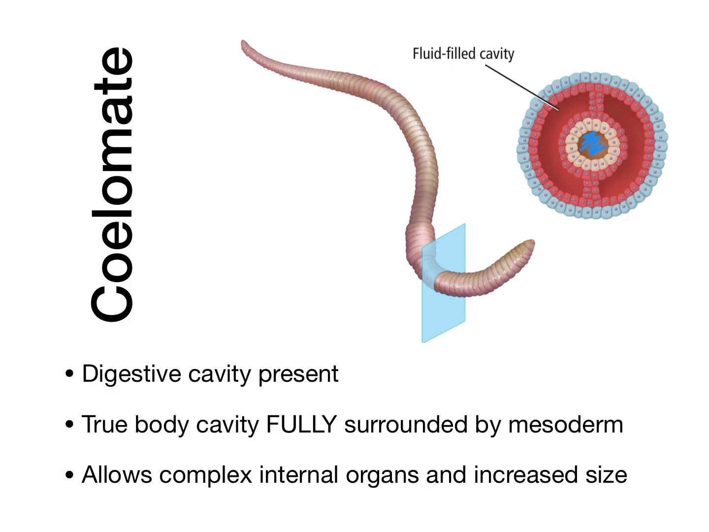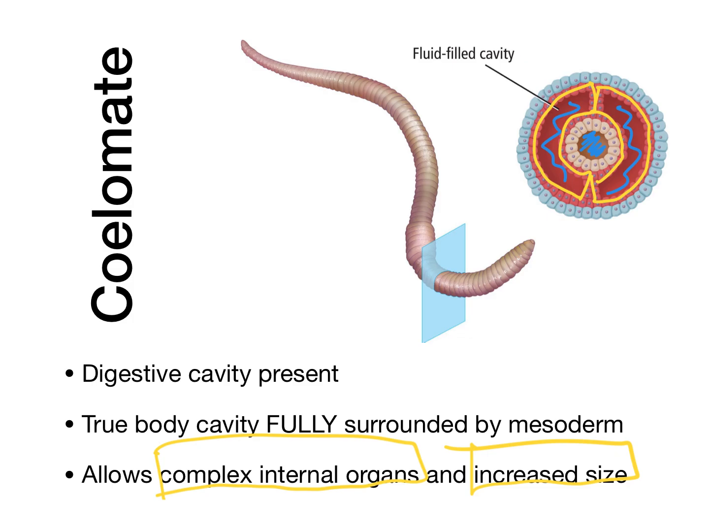The third cavity is a true body cavity. We have this digestive system, but then we have this body cavity, and now you can see how it's fully lined with mesoderm. That's a true body cavity. Now, this is significant. This allows complex internal organs and increased size, like whale size. So pseudocoelomates can only be up to about 10 inches. Now we have very complex body systems and massive size. So this is a significant advancement.